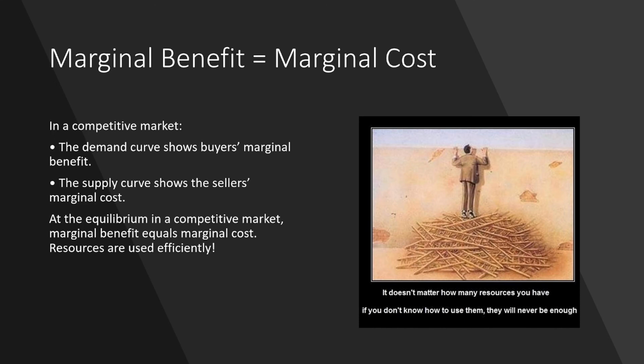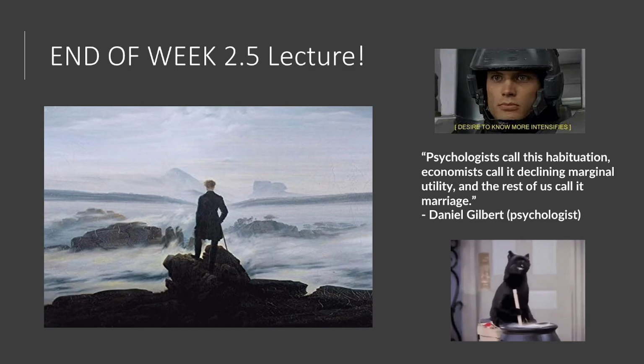So, marginal benefit equaling marginal cost. Let's sum that up. In a competitive market, the demand curve shows the buyer's marginal benefit. The supply curve shows the seller's marginal cost. At the equilibrium in a competitive market, marginal benefit equals marginal cost. Resources are used efficiently. So that should give you some extra understanding of what goes into our demand and supply curves, and this will be very useful for when we're doing graphs later on, and our understanding of things like monopolies later on.